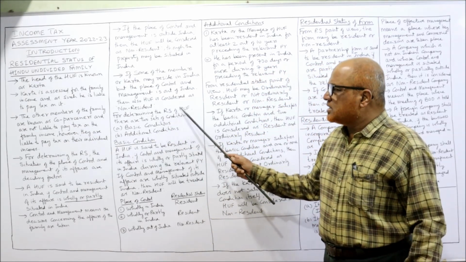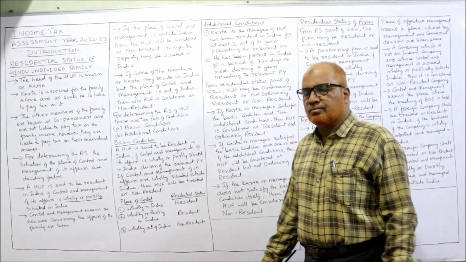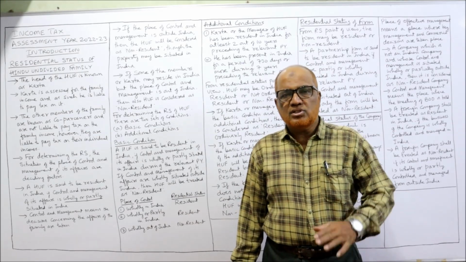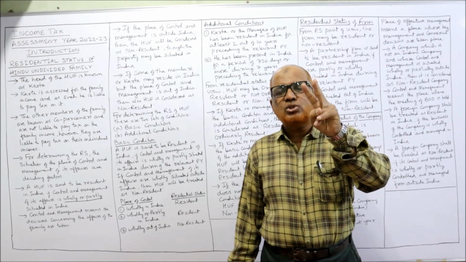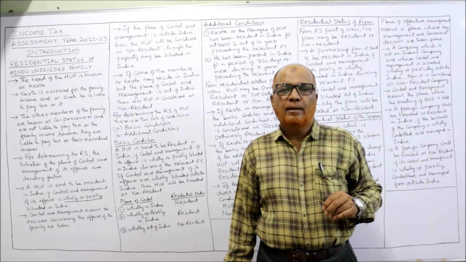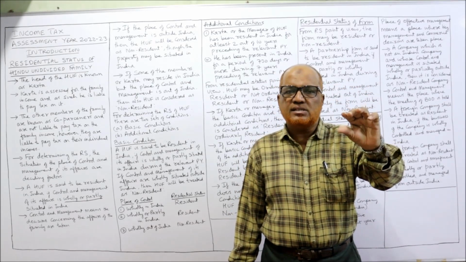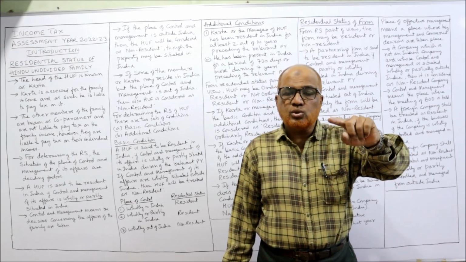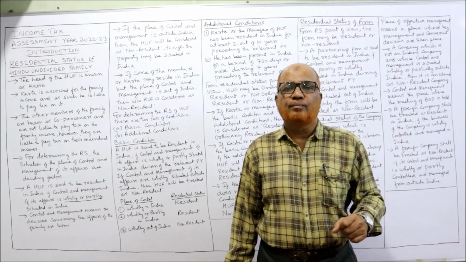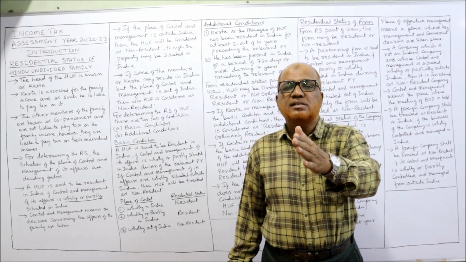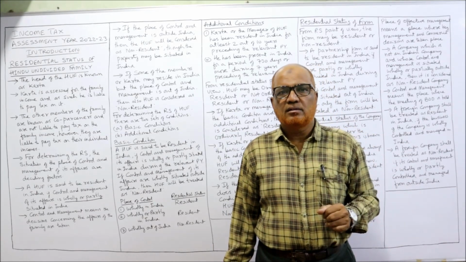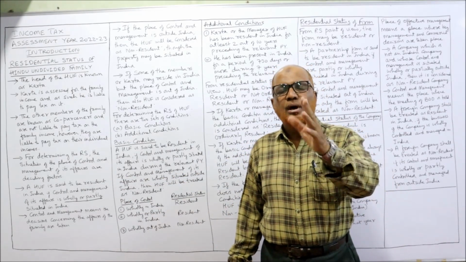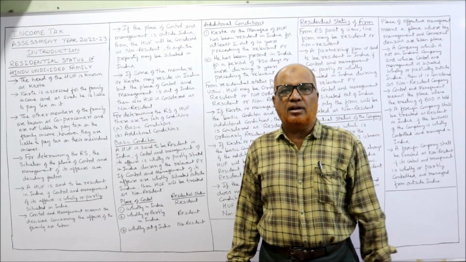Now, for determining the residential status of HUF, there are two sets of conditions, just like individuals. In individuals, just to recall, two basic conditions, two additional conditions are there. If any one of the basic conditions is satisfied, then the individual will be called resident. Then that individual has to satisfy both the additional conditions. Then the individual will become resident and ordinary resident. Right? Same way, in Hindu undivided family also we have two conditions. Basic condition and additional condition.